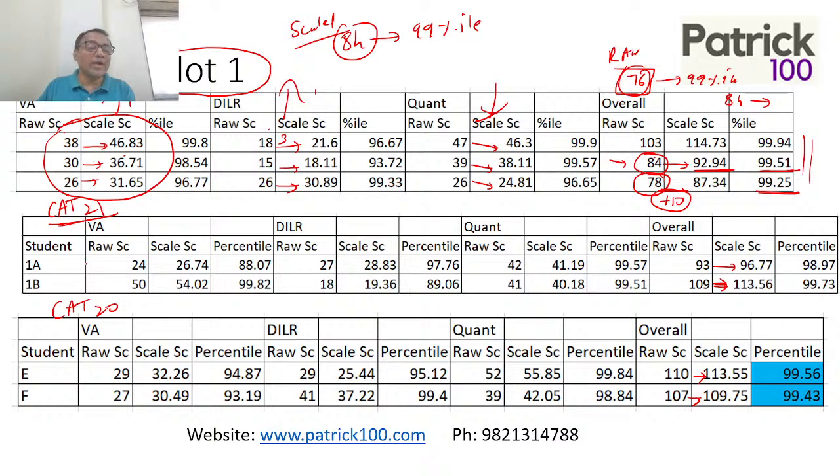If you look at CAT 21 again, VA scaled up, DLR also scaled up, Con scaled down. In CAT 20, VA scaled up again, DLR scaled down here. It could be that this one was easier, therefore DLR scaled down, Con scaled up. So you can't technically predict which section will scale up and which will scale down. It could be different for different years.